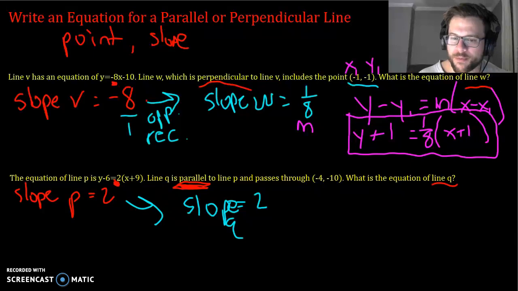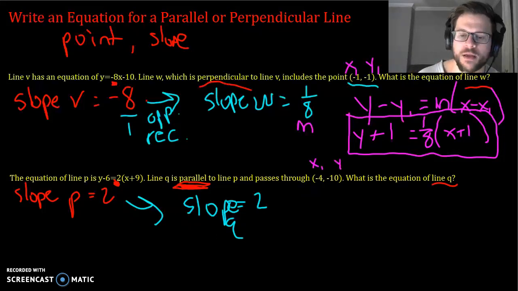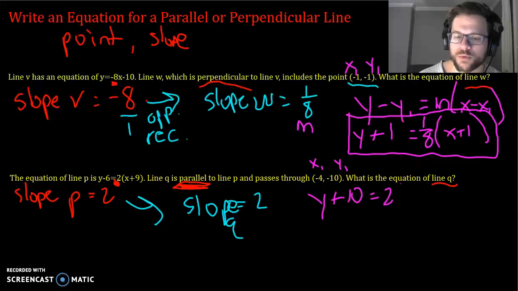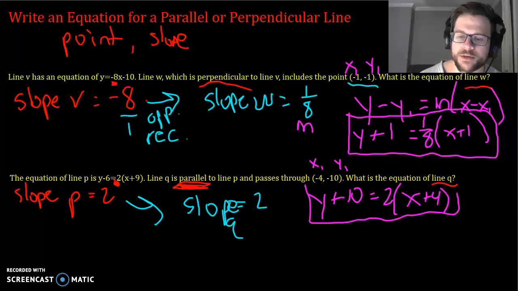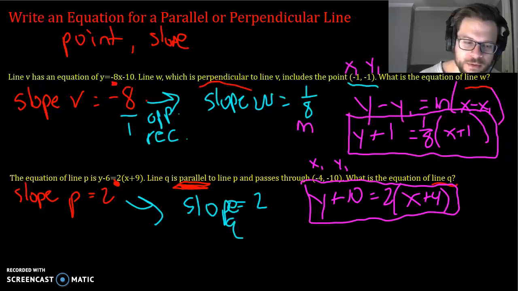And we know that it passes through the point negative 4, negative 10, so we're going to do the exact same thing we did prior. We're going to use point-slope and just plug all that stuff in. So this is x1 and y1. We've got y minus negative 10, which is y plus 10. Our slope is 2. x minus negative 4 becomes x plus 4. That is your equation for line Q. That is parallel to the equation of line P, same slope of positive 2, and goes through the point negative 4, negative 10.